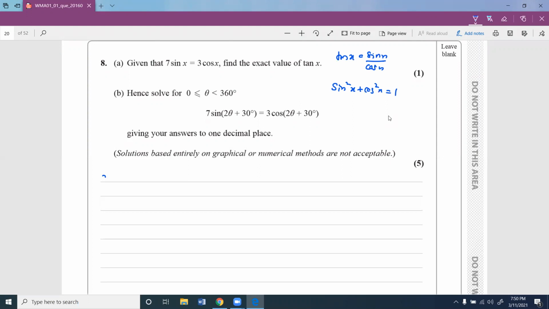Then if you come up with the first part of the question, you can say 7 sin x equals 3 cos x. Then you can see if you divide, you have to make tan x, no? Then I'll divide both sides by cos x.